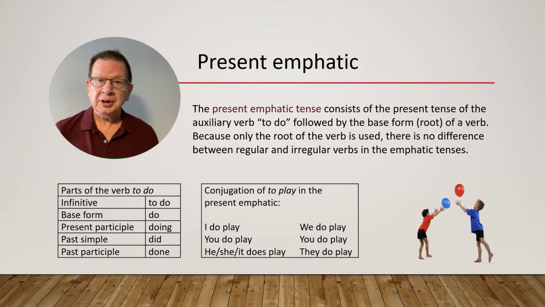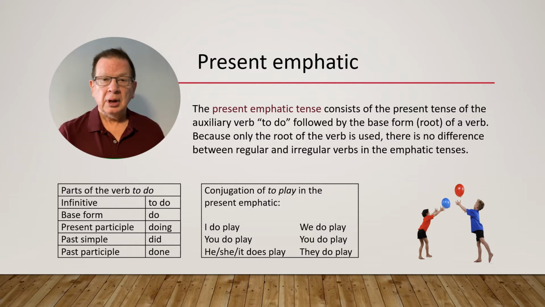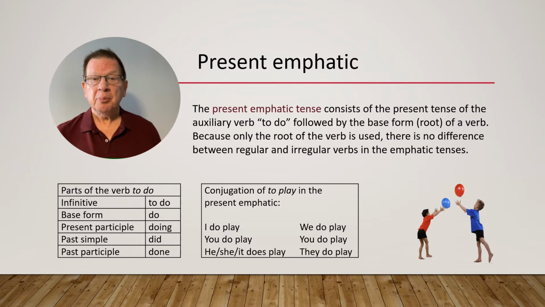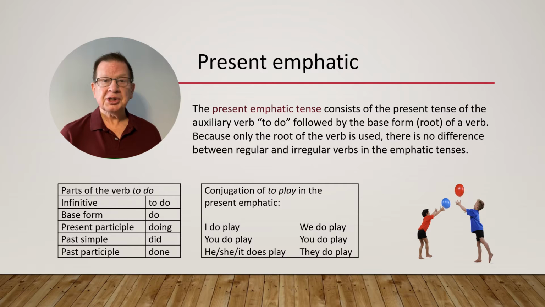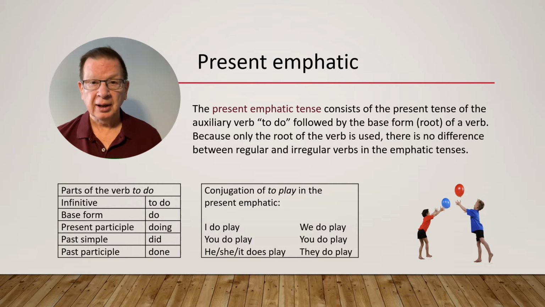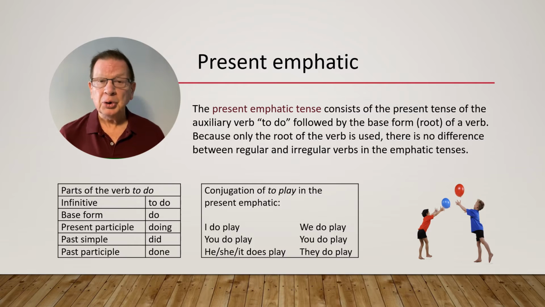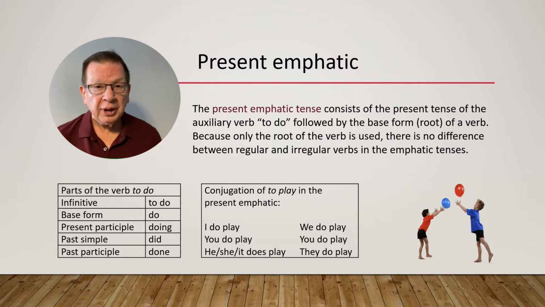In the table on the left, we have the 5 parts of the verb to do: infinitive to do, base form do, present participle doing, past simple did, past participle done. To the right is the conjugation of the regular verb to play in the present emphatic tense. I do play, you do play, he, she, it does play, we do play, you do play, they do play.